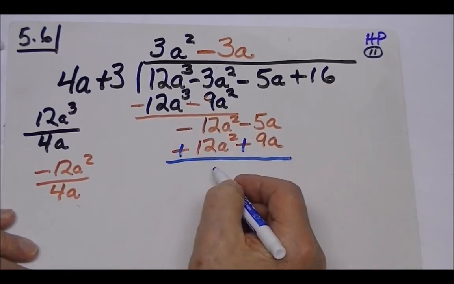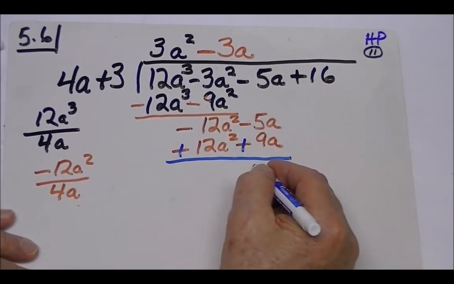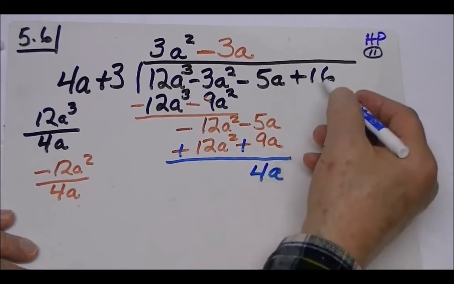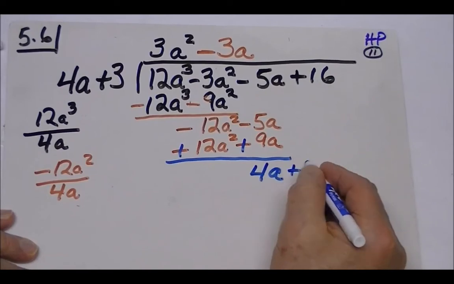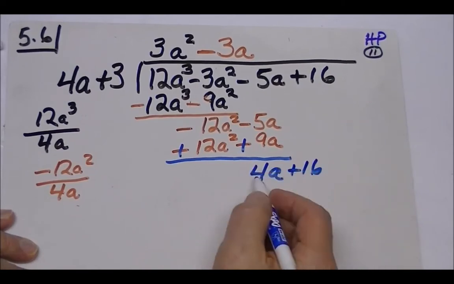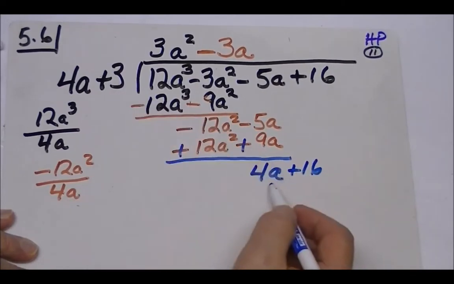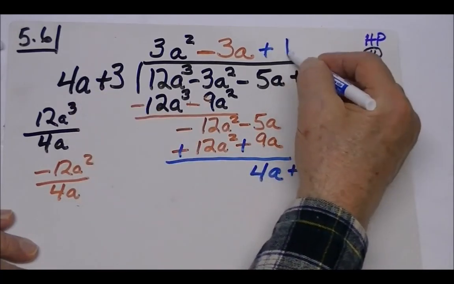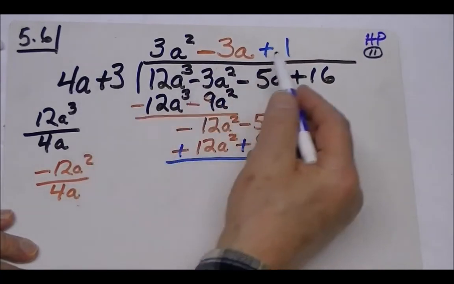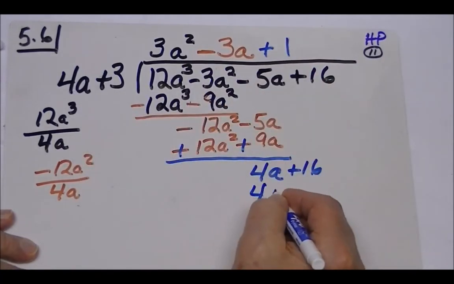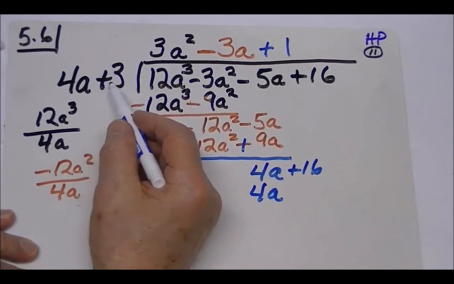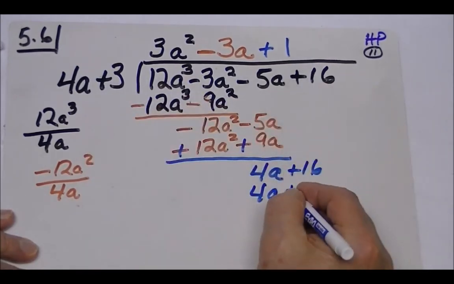Now, these will cancel out, and this leaves me with a positive 4a here. And we bring down the 16. Now, 4a divided by 4a is just a 1. So now we multiply. 4a times 1 is 4a. 3 times 1 is 3.